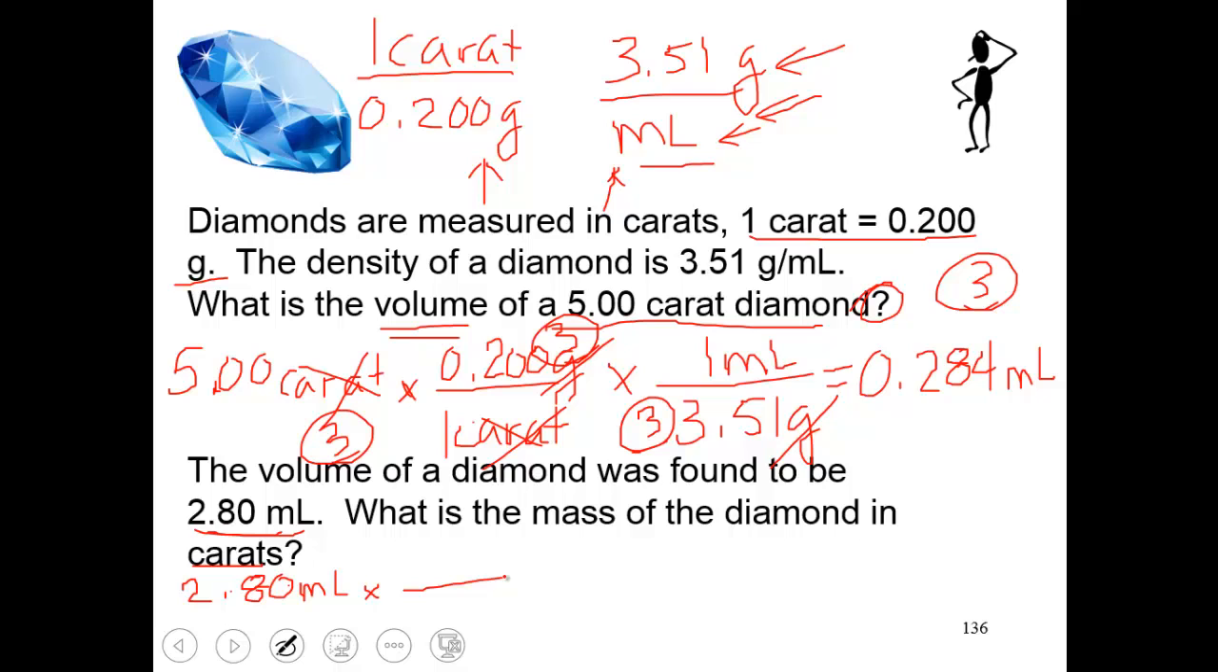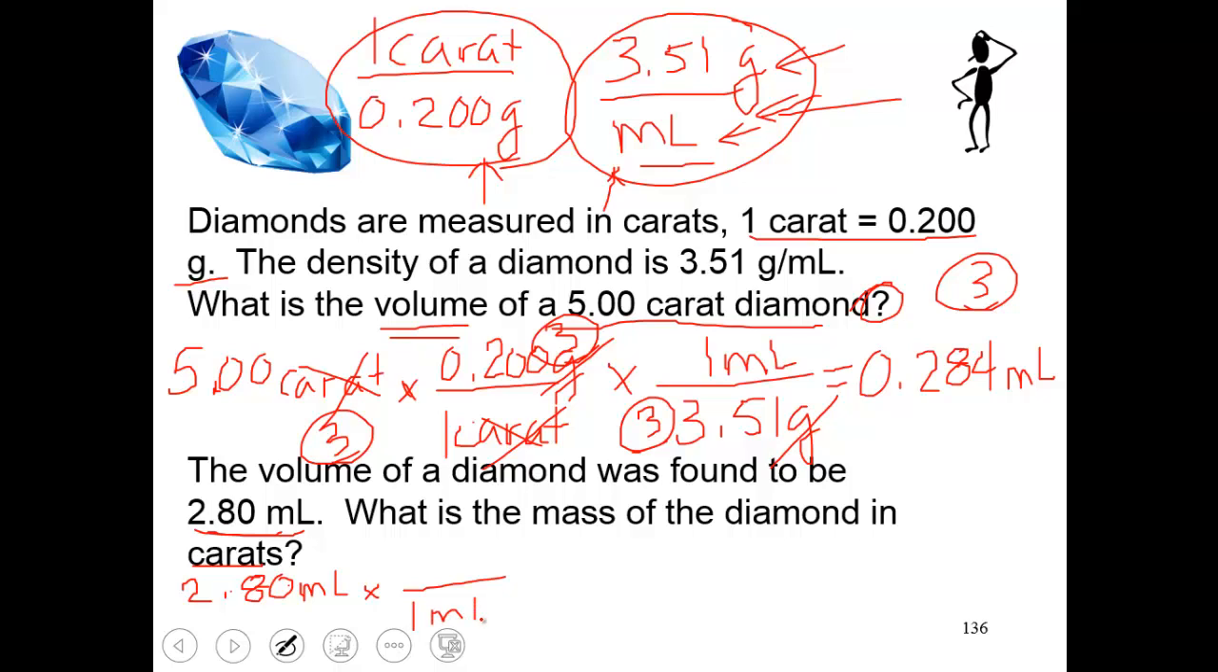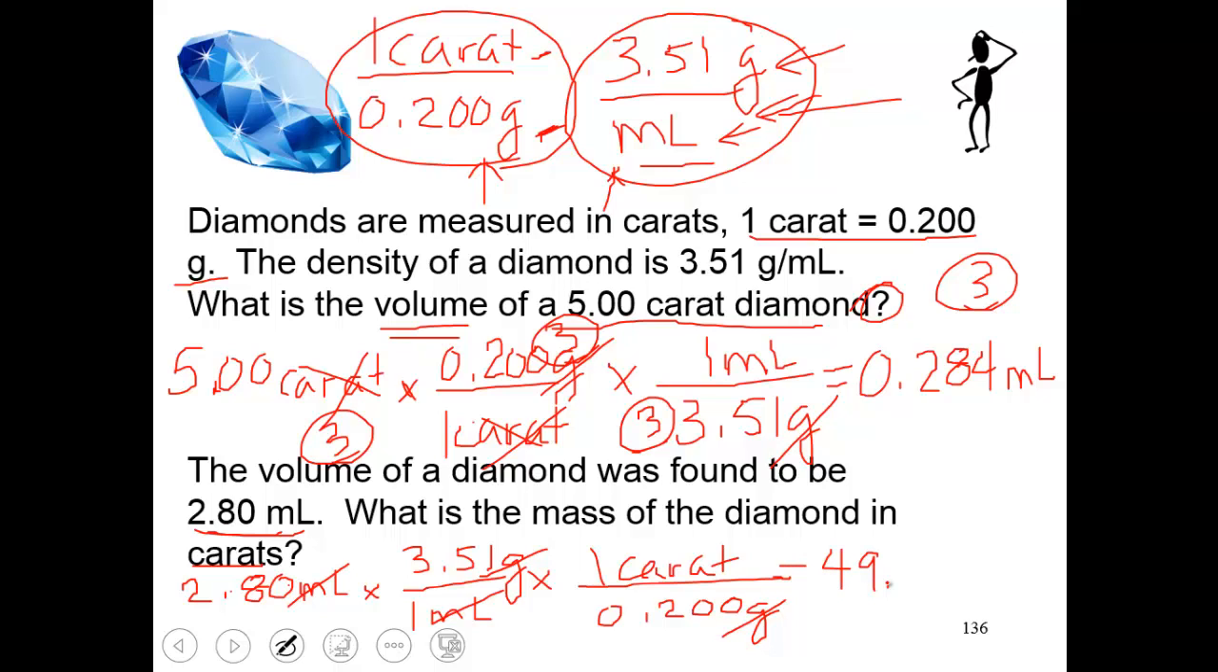Let's get rid of units of milliliters. Here are our 2 conversion factors. Milliliters is in this conversion factor, so we're going to use it. For every 1 milliliter, a diamond weighs 3.51 grams. So milliliters cancel here. And then, of course, we can go from grams to carats. For every 0.200 grams, that is what 1 carat weighs. So the grams cancel. And so I showed him that he was agreeing to buy me a 49.1 carat diamond.